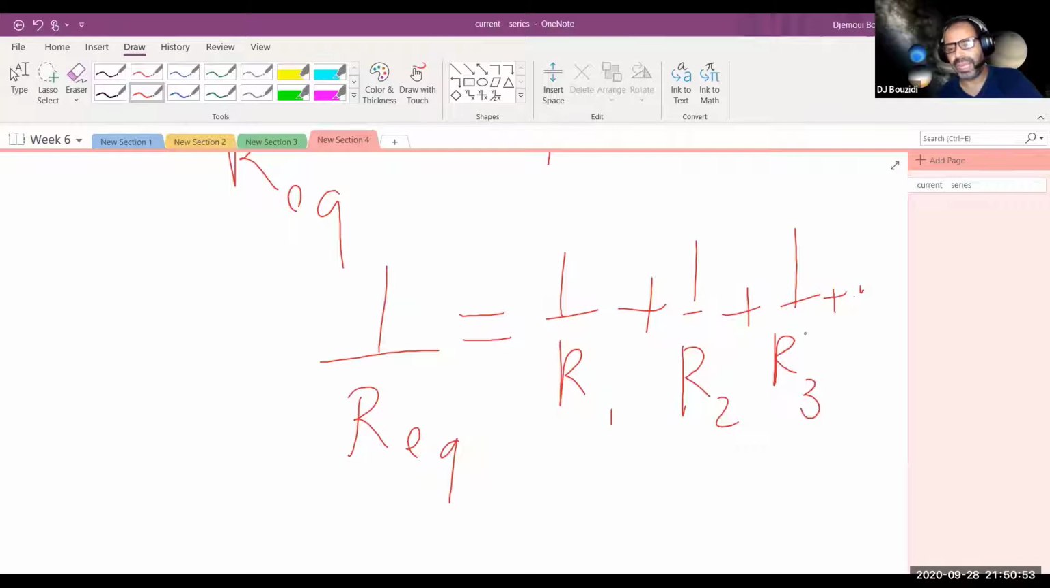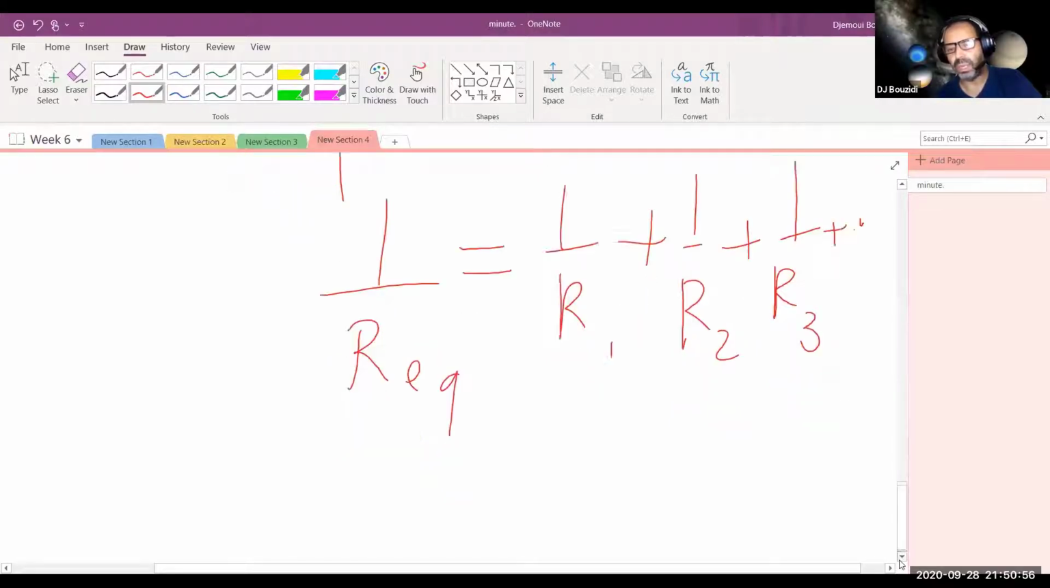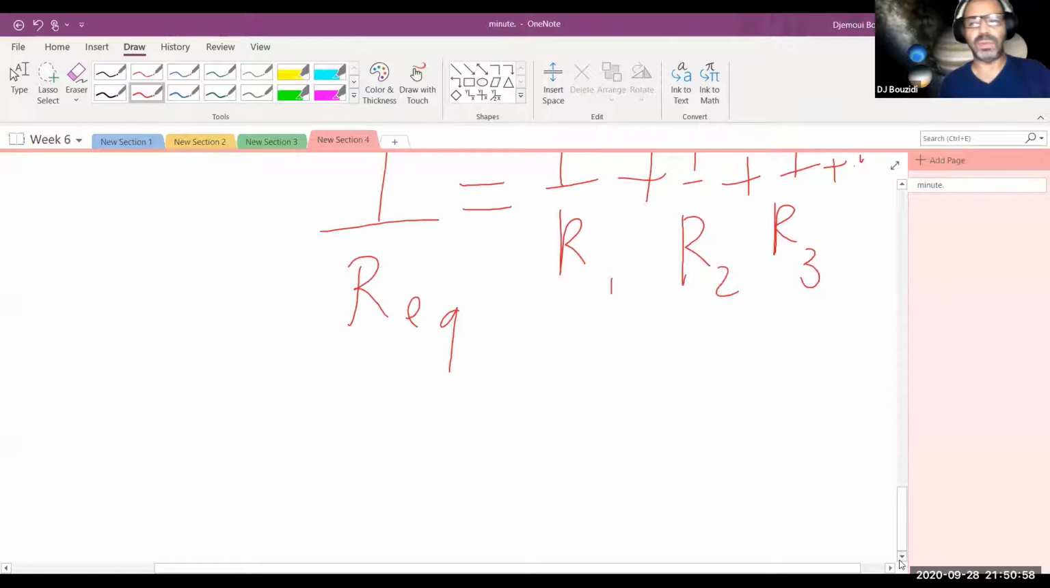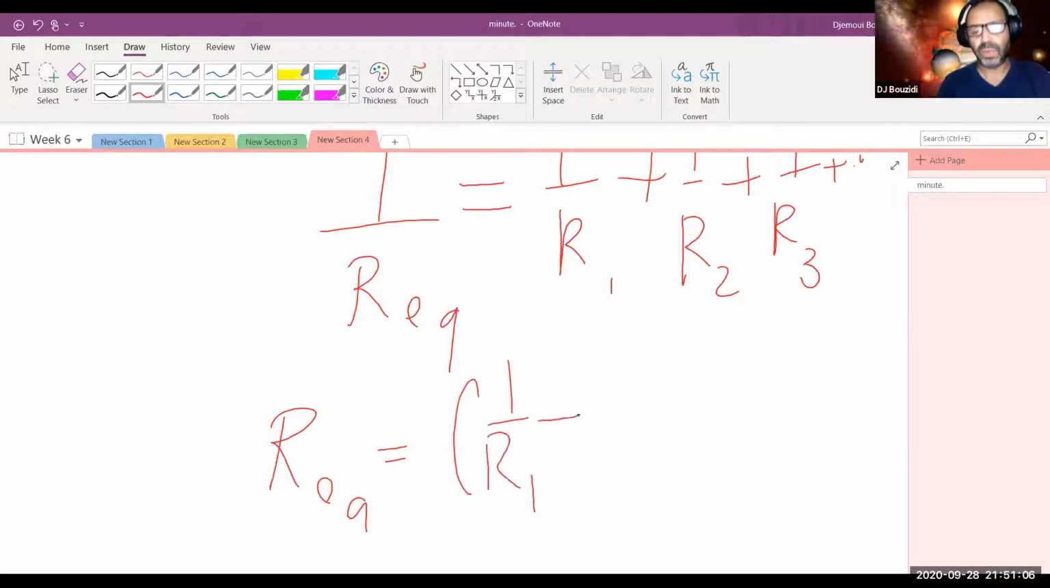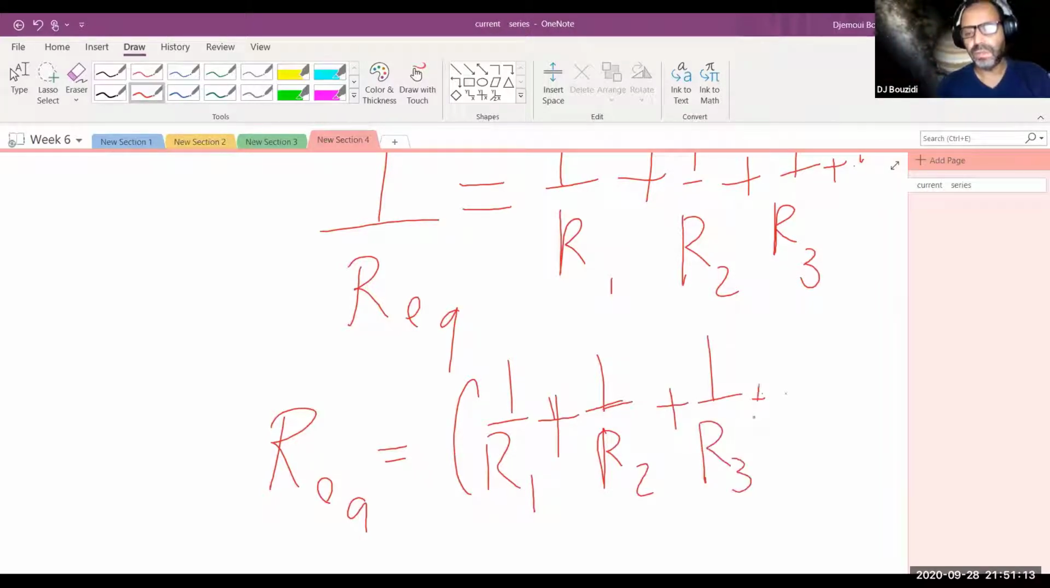Don't forget, and this is the only caveat that I can remind you, and I don't know how many times, but you have to remember it. The actual R equivalent is the inverse of the sum of the inverses. That means we have 1 over R1 plus 1 over R2 plus 1 over R3 and so on and so forth. When you're all done, you have to invert it one more time to get it in actual ohms. So you add the inverses, and then you invert everything. So now, this is the expression that is needed for the lab today.